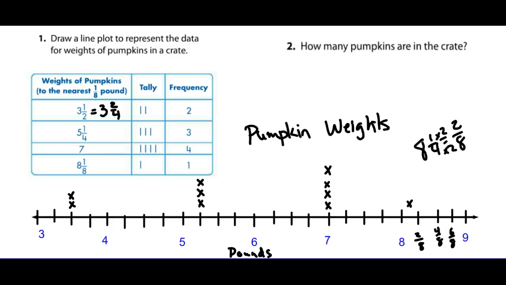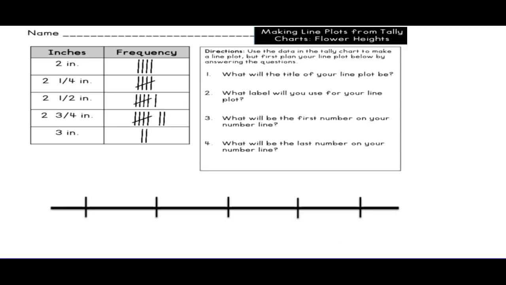Okay, guys, let's look at another example. This is a line plot for flower heights. So over here in our data table, we have the different heights of some flowers. We have the frequency that they happen. So we want to look at this and answer some of these questions. What would the title of our line plot be? Well, I think the perfect title would be flower heights.